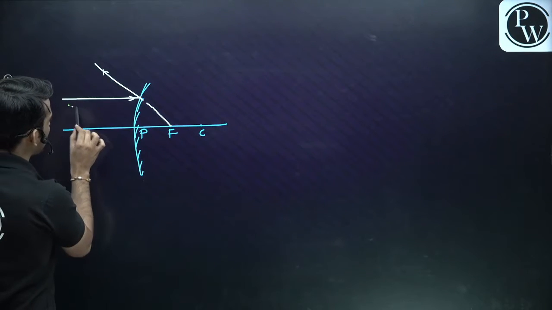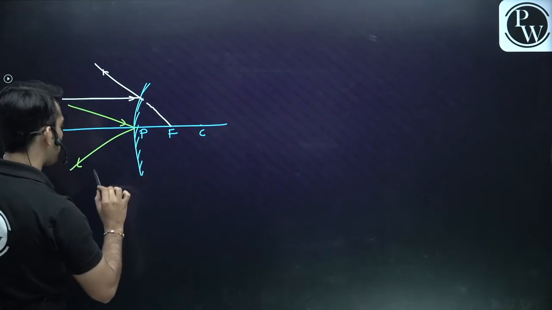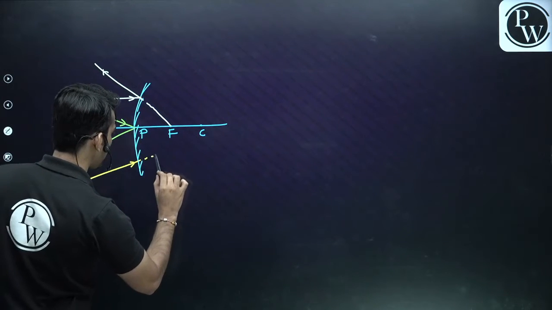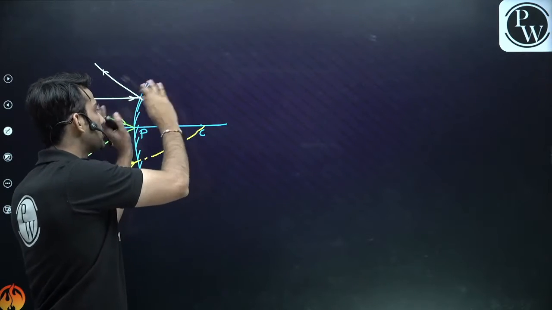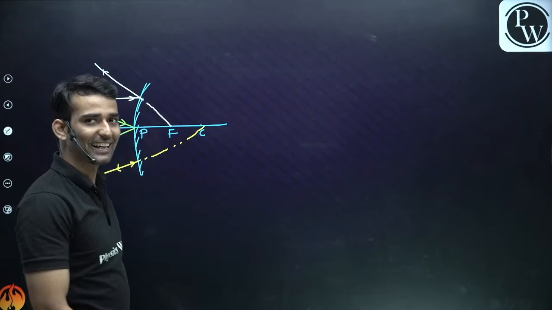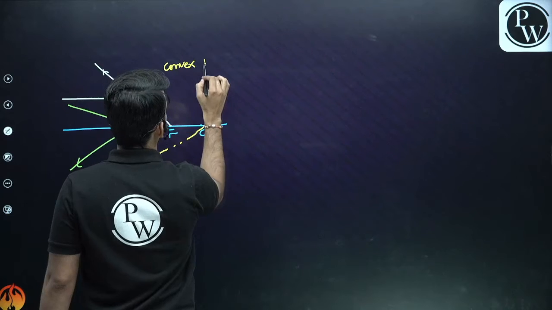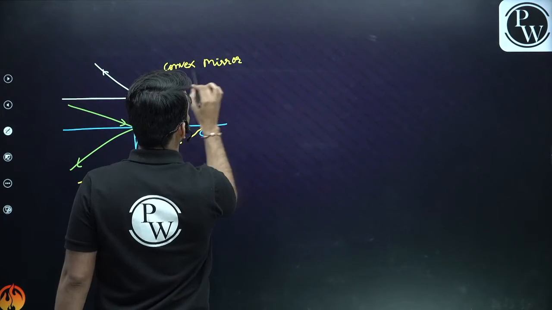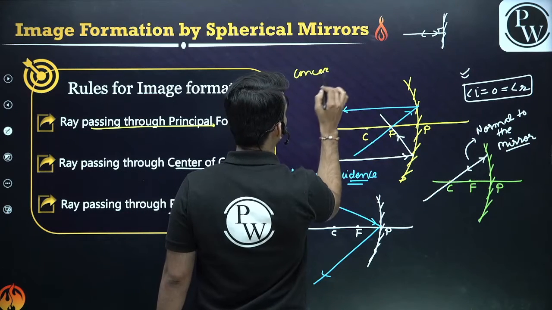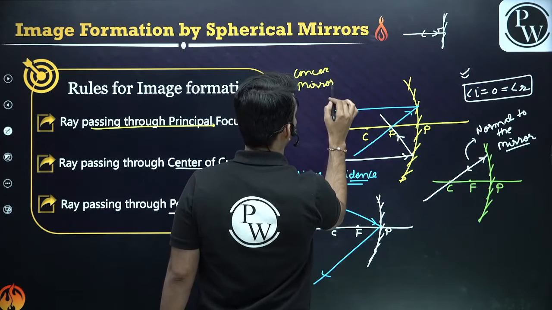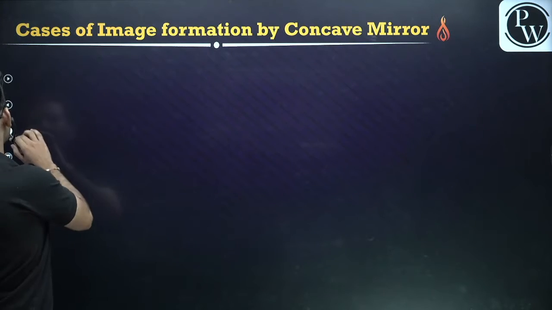The second ray is, if you pass any ray through the pole, the same nature is observed. Next, any ray passing through the center of curvature, the ray incident on the center of curvature, will retrace its path because all the parameters are behind the mirror. Clear? So this is the case for convex mirror. Okay, clear, guys? This was the case for concave mirror. Clear? Okay, draw this. So keeping this in mind, now we'll be studying the image formation.